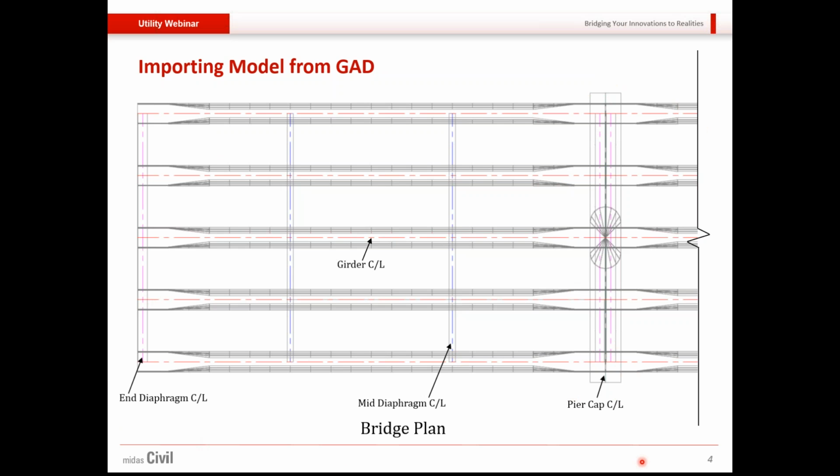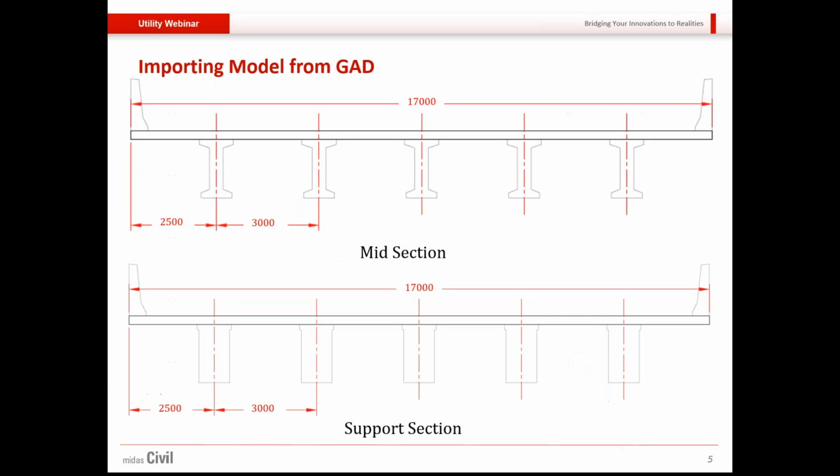So moving on, this is the cross-sectional view, the mid-section where the PSC I girders are there, and the support section for the T girders. The center to center between girders is 3000 mm, that's 3 meter, and center of the edge girder to edge of the deck is 2500 mm.